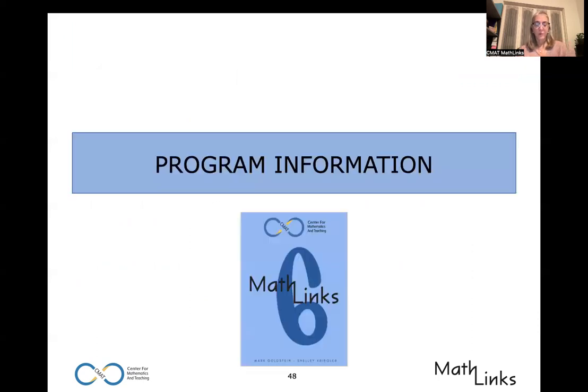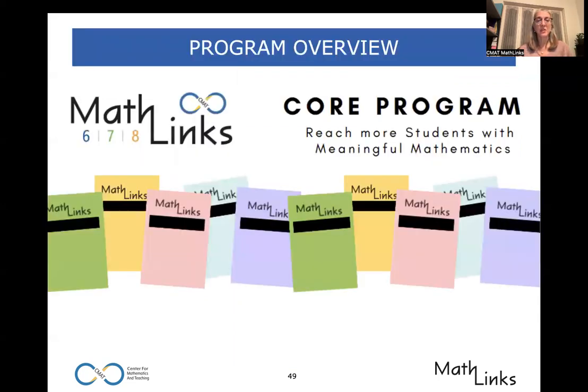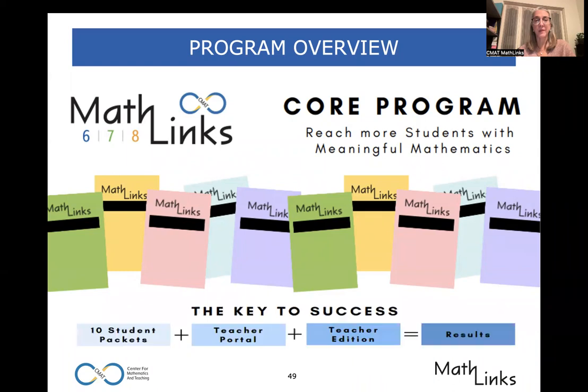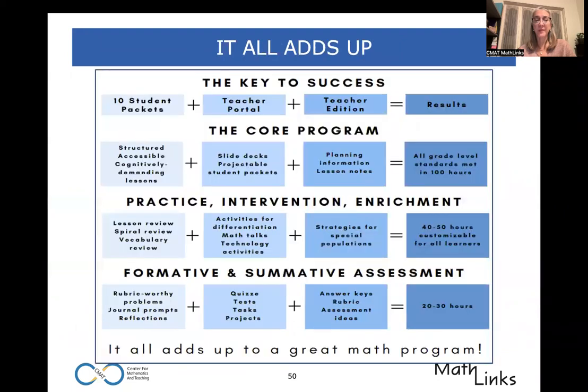Now let me share some quick program information. This is our second edition of our middle school program, and it's ready to start piloting now and to purchase beginning fall 2023. All courses have 10 consumable student packets with a teacher edition and lots of other resources in the teacher portal. The core of the program, meaning all grade level standards, can be done in about 100 class hours. So that leaves plenty of time to build in other things that you think are important to maximize student learning.